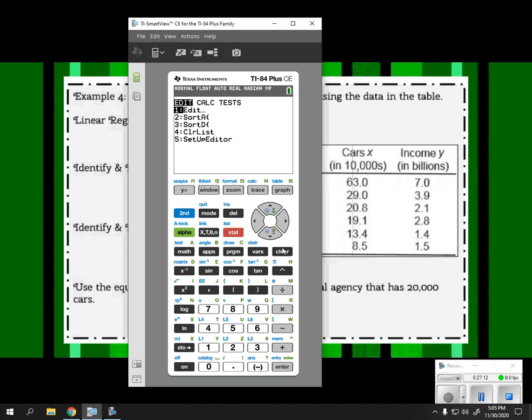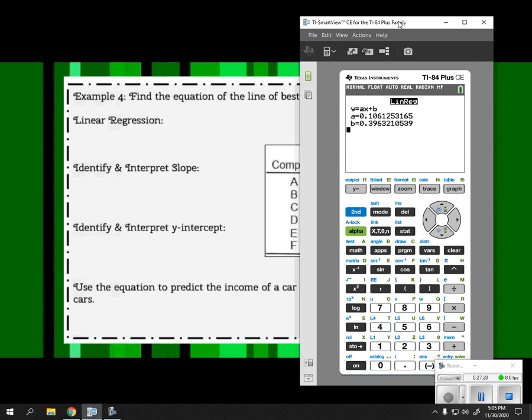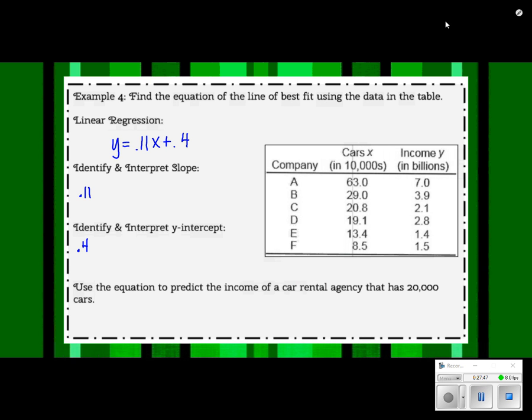So then now I'm going to do stat right 4. Enter, enter, enter, enter, enter. And there is my slope and my y-intercept. And I'm going to write my linear regression as y equals 0.11x plus, let's go ahead and call it, 0.4. All right, and so our slope is 0.11. Our y-intercept is 0.4. We're going to look at our units to determine what those mean, and then we will use our equation to help us predict.